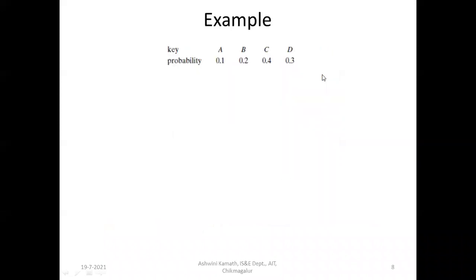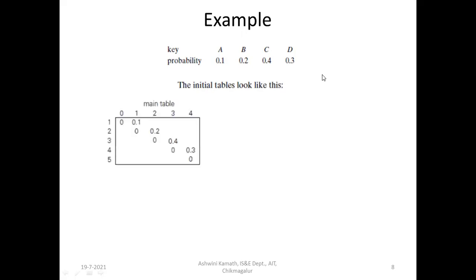Let us consider the same example which we considered just now for the explanation. The key values we have are A, B, C, D, and the probabilities are 0.1 for A, 0.2 for B, 0.4 for C and 0.3 for D. The initial table looks like this, according to what we have just discussed. The diagonal elements are zeros: 1,0; 2,1; 3,2; 4,3 and 5,4 are zeros. Then 1,1 is 0.1, 2,2 is 0.2, 3,3 is 0.4 and 4,4 is 0.3.